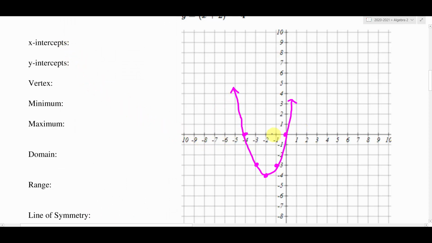All right, so let's go through these important points real quick. X-intercepts, right? We're looking at the x-axis. Where do we hit those? Where do we hit the x-axis? We hit it at -4 and 0.